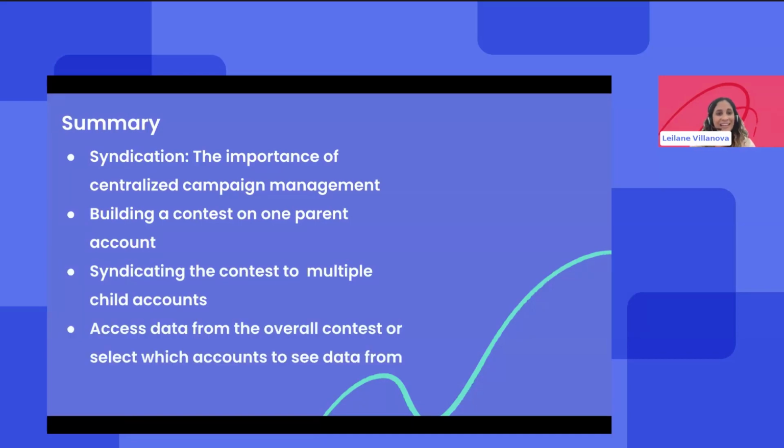And access data from the overall contest or select which accounts to see data from. And that one, I think it's particularly very helpful to be able to use to access as many data as you need. If at that time you want to see an overall contest, like an overall information on how that contest went, perfect, you can do that. You know what? I just need to check that one specific child account. You can do that as well. So you have everything just right there waiting for you.